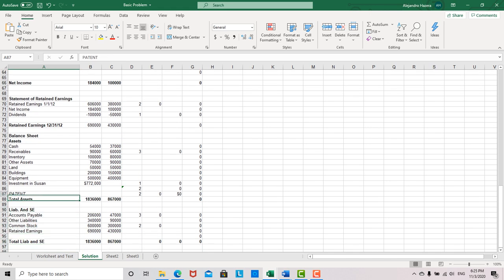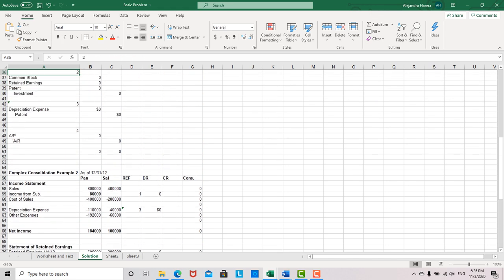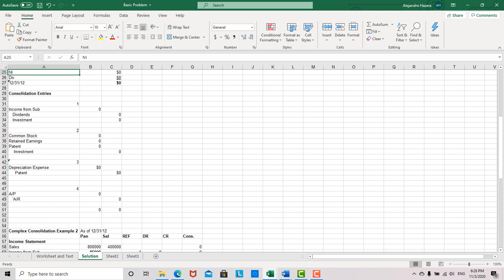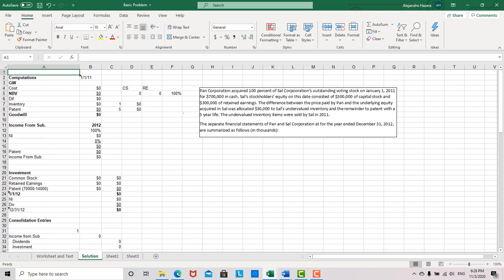Now what I'd like to emphasize is a couple of things. Number one is that this is a 2-year problem. So this is a problem in which the consolidation is being done 2 years after the date of acquisition. This company will have been acquired on January 1, 2011, but the consolidation is being done on December 31st, 2012. That's the first thing that I want to emphasize.